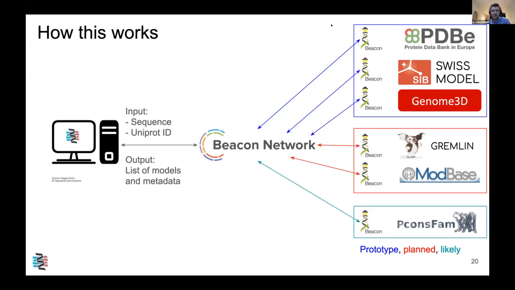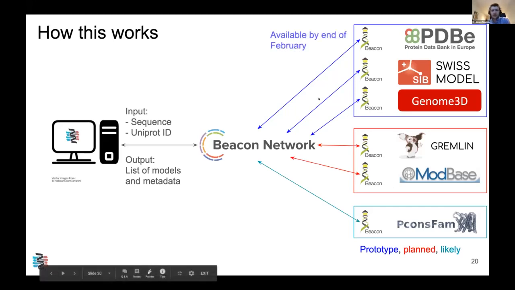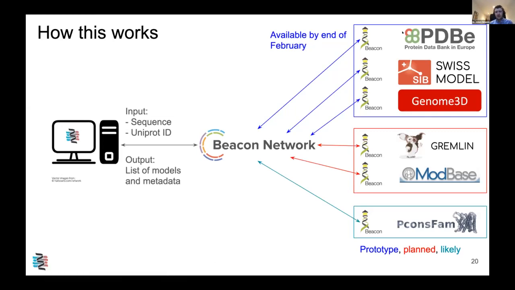Currently, this is in prototype stage, so they've got it set up with beacons for the PDBe, SWISS-MODEL, and Genome3D. They plan to set it up with GREMLIN and ModBase, and then it's likely that this will expand to other groups because groups who make these models really want to disseminate the models and have people use them. This is likely to be available, the early prototype, by the end of February this year. So you can imagine that it will get into MrParse very soon after. And then hopefully more groups will be added to this and it will become a much more useful tool.